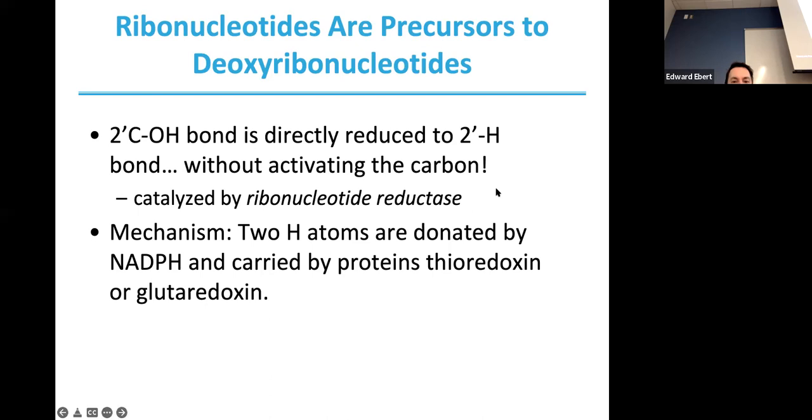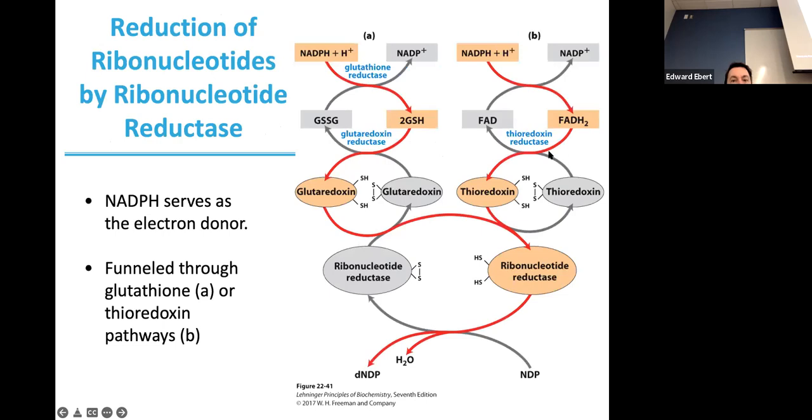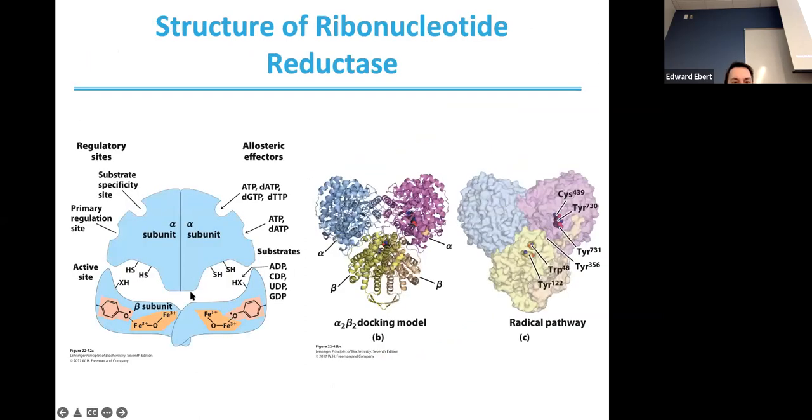So 2 protons get donated by NADPH, and they're carried by this big pathway in here. I'm not going to focus on this because I know when you start seeing these pathways, you're like, what? This is a big chain of redox reactions. We've seen a couple of these before, but the key thing is our ribonucleotide reductase is going to be involved in electron transfer to remove that oxygen. Big structure in here where we can fit our stuff in and have our stuff going on in there. I'm not going to ask too much about that.